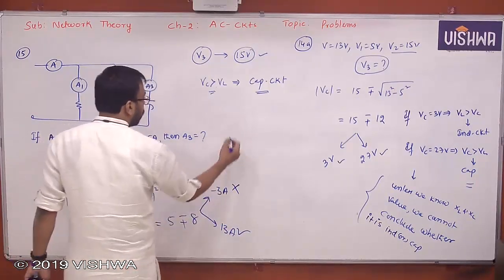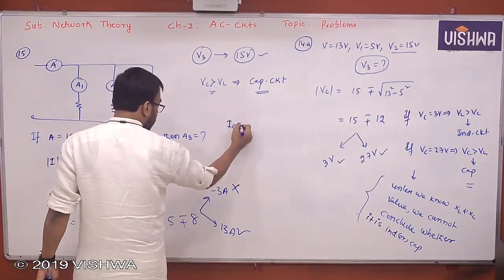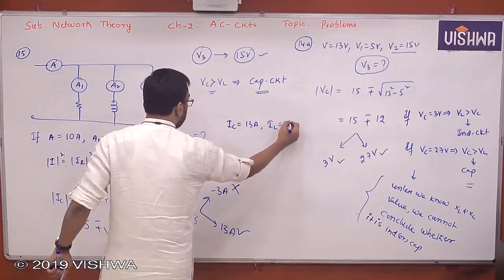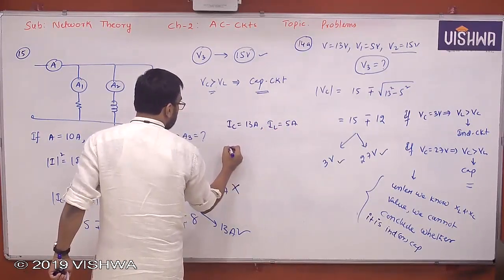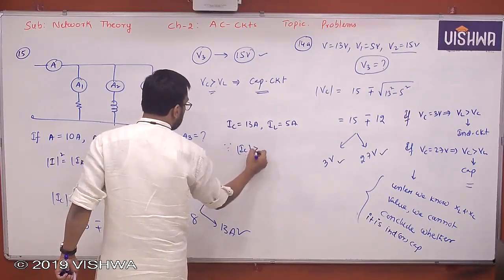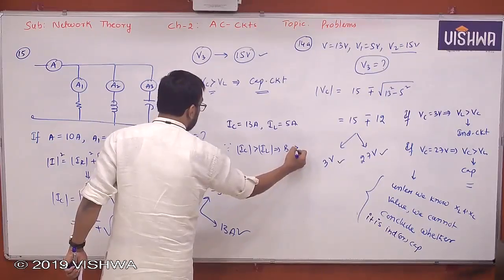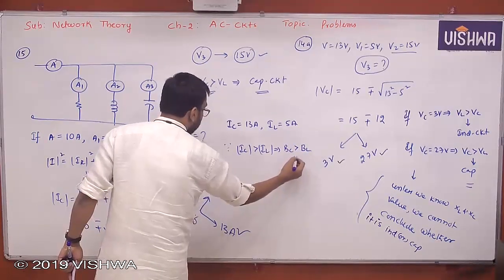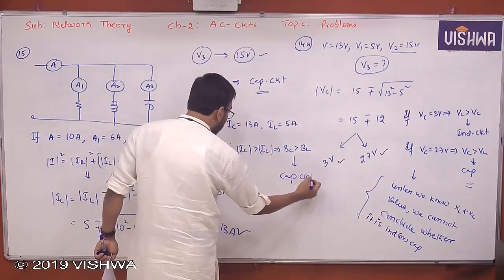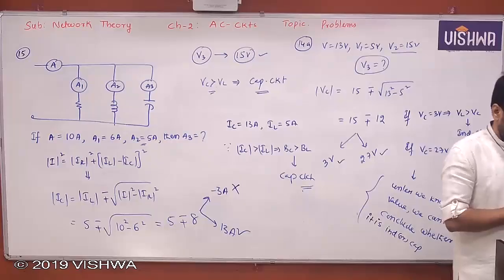That means you got IC as 13 amperes, whereas IL is already given as 5 amperes. Since IC is greater than IL, that means BC is greater than BL. In a parallel circuit, you know very well, if BC is greater than BL, you call it capacitive only. So this is very, very important.